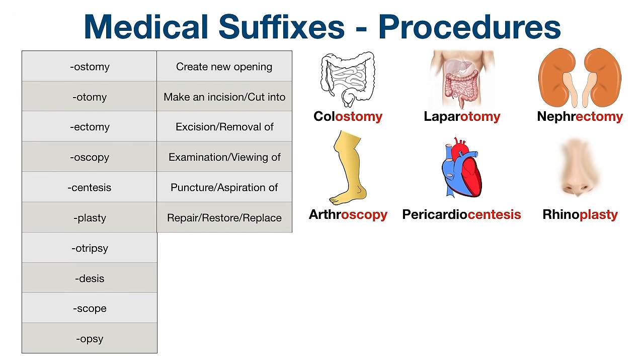Next is plasty, which refers to a surgical procedure for the repair, restoration, or replacement of a part of the body. Again, the root word will tell you the subject of the term. For example, rhinoplasty is a surgery that changes the shape of the nose.